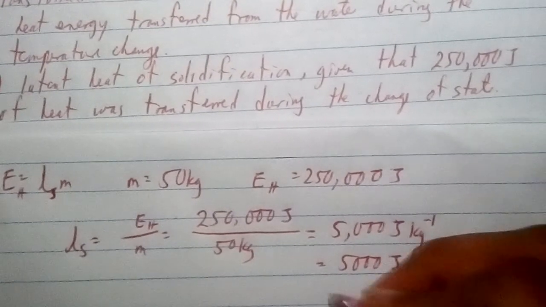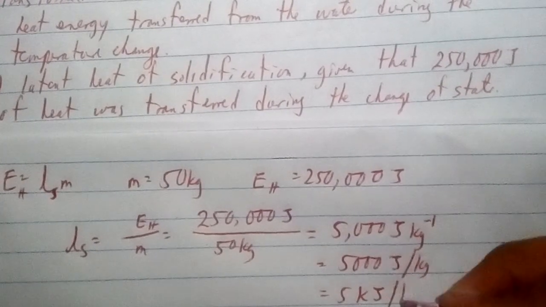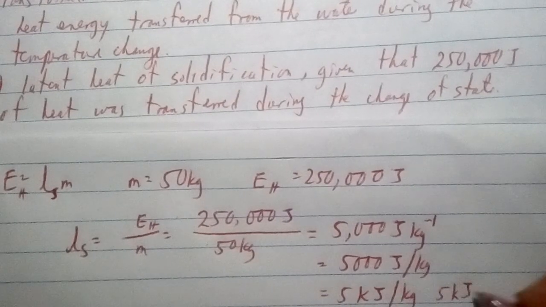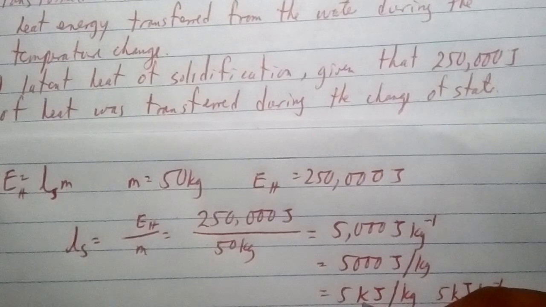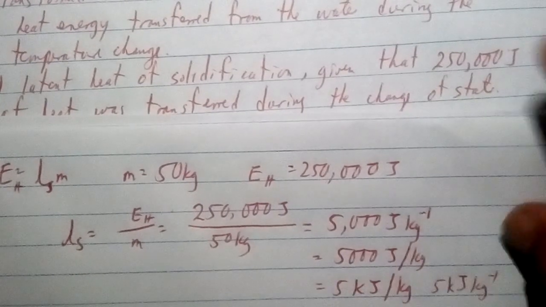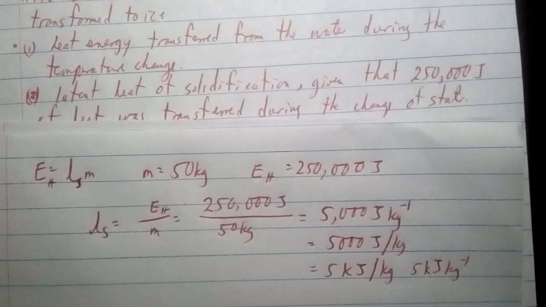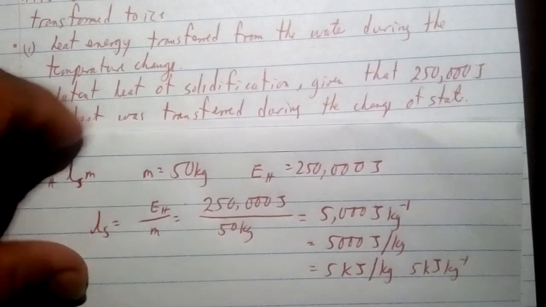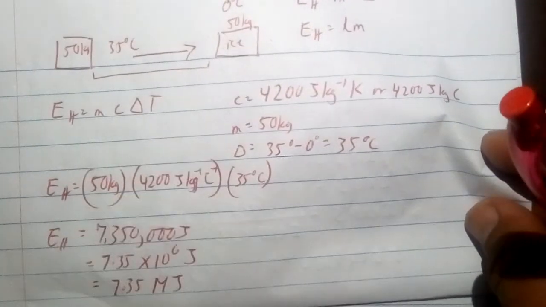slash kilogram, or 5 kg slash kg, or 5 kg -1. Notice that this K stands for kilo. All right, now let's go to the next one. So that's the amount of heat energy for it to change state. This was the amount of heat energy for it to change temperature from 35 to 0 degrees Celsius.